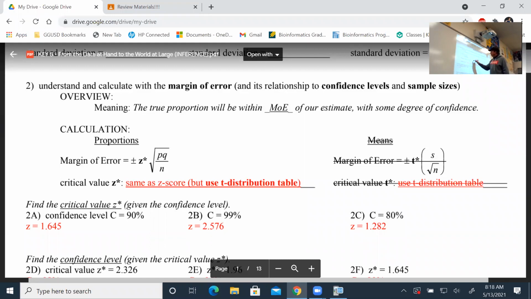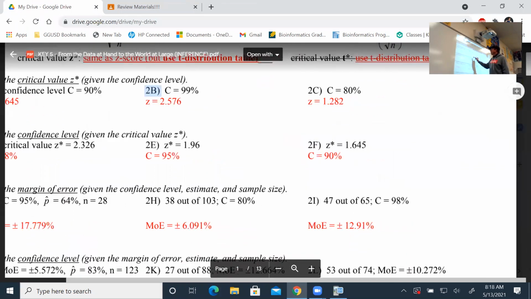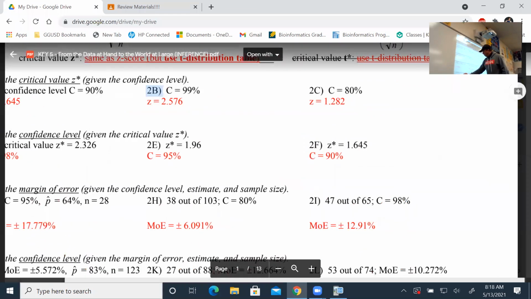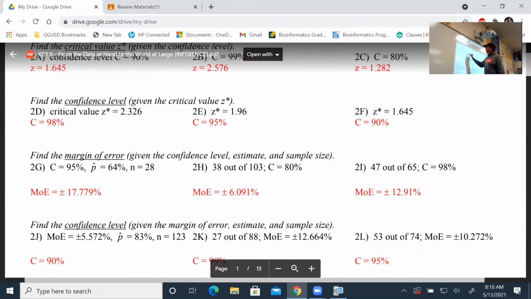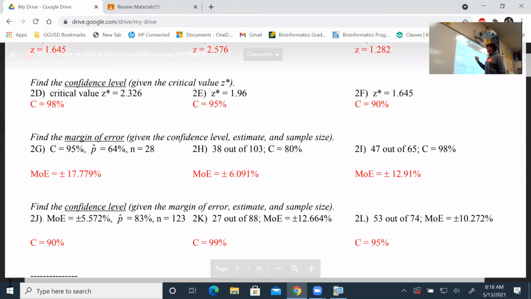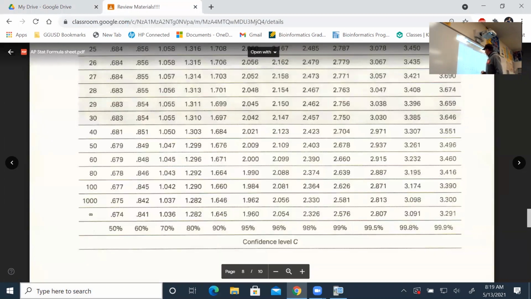Now we're going to go backwards. The question is, find the confidence level given the critical value. All right, so we got 2.326, no problem. Look down here, 2.326, that is 98% confident.